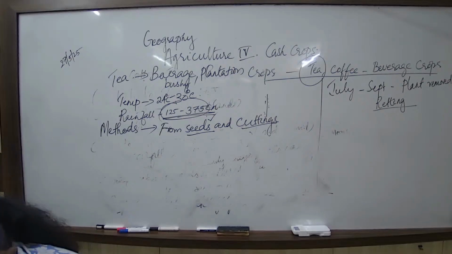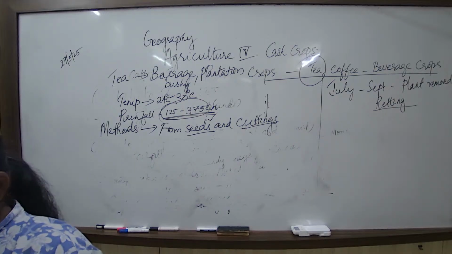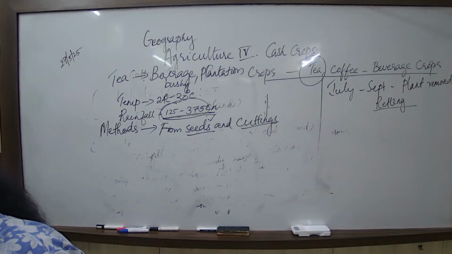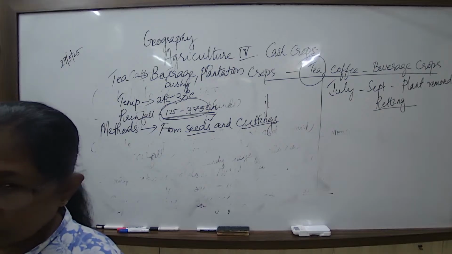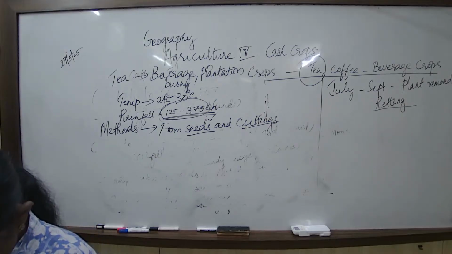Yes, you read from that. What are the methods of cultivation of tea? Tea gardens are laid out on cleared hill slopes under the shade of trees raised in advance. Beds of trees like silver oak to serve as wind barriers are also raised on the borders.